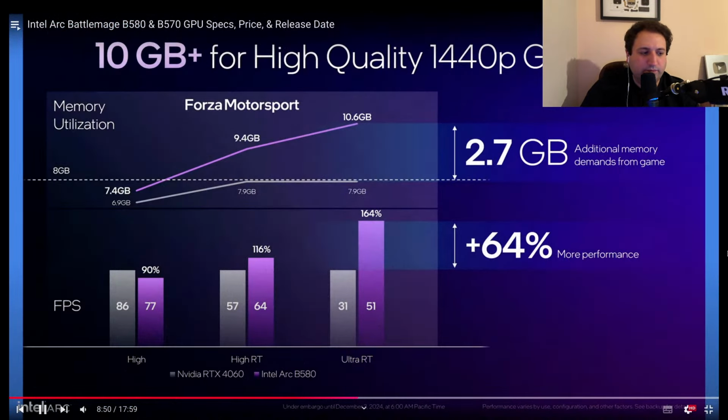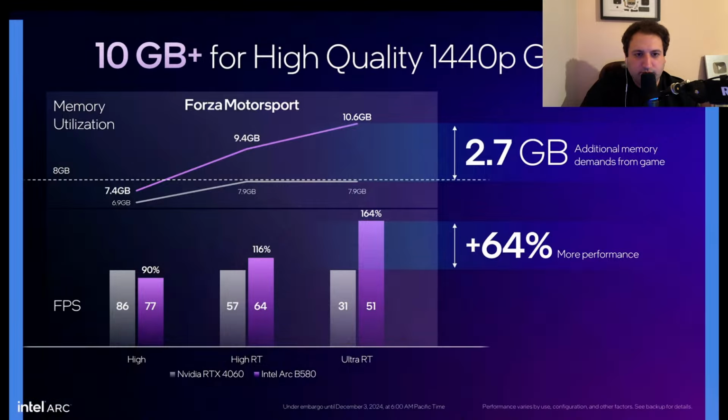To validate against in a few weeks. The first party image here claims that at 1440p and high quality in Forza Motorsport, the B580 is showing with Ultra RT a 64.5% improvement, going to 51 from 31 FPS.